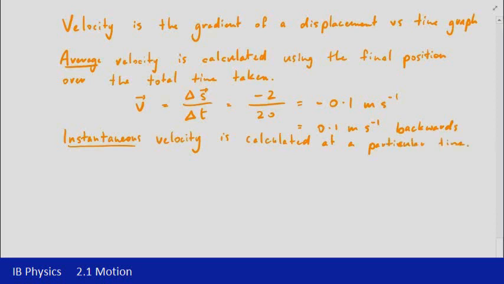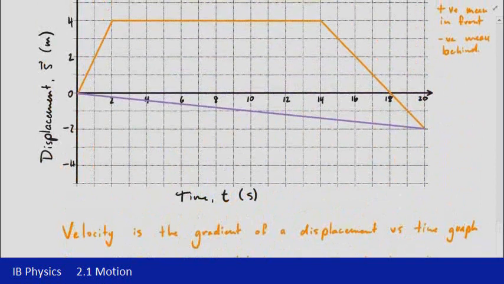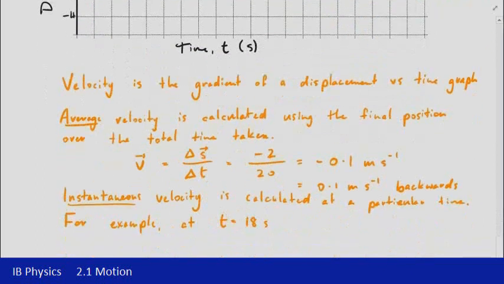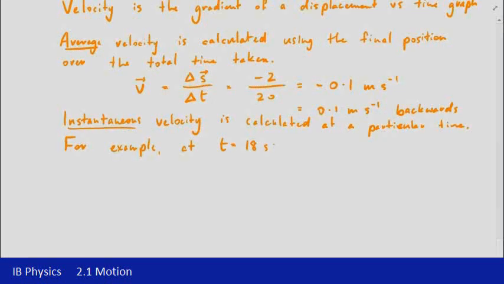So if we use the 18-second mark, at t equals 18 seconds, if we go back to the graph again and have a look at the point at 18 seconds, we're now dealing with this point here, and again we'd use the endpoints of that line segment there and there. So the first point there is 14 seconds, 4 meters, and the last point is 20 seconds with -2 meters. So they'd be the coordinates that we would use to calculate the instantaneous velocity at 18 seconds.